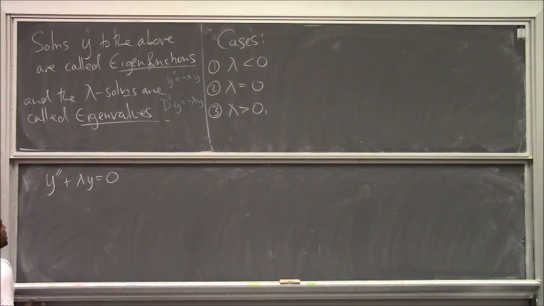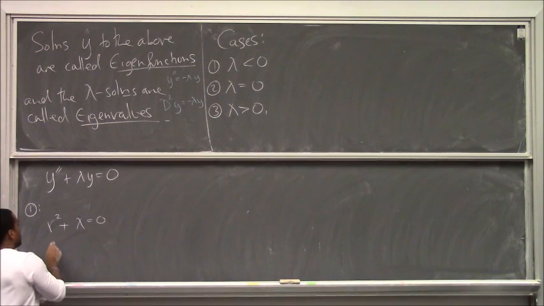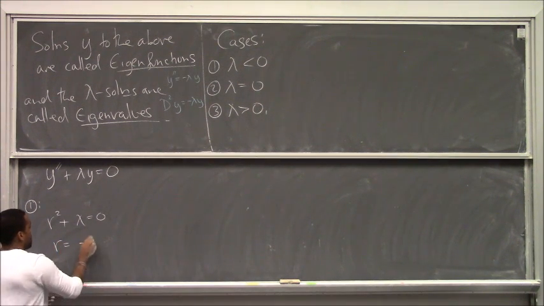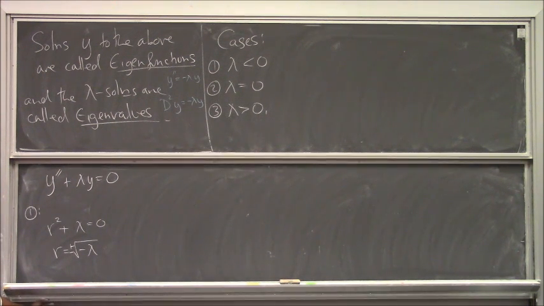What's going to happen if we're in case 1 and lambda is negative? Then y double prime plus lambda y is equal to 0. So we do r squared plus lambda equals 0. So your r is going to be plus or minus the square root of minus lambda, because lambda is negative.